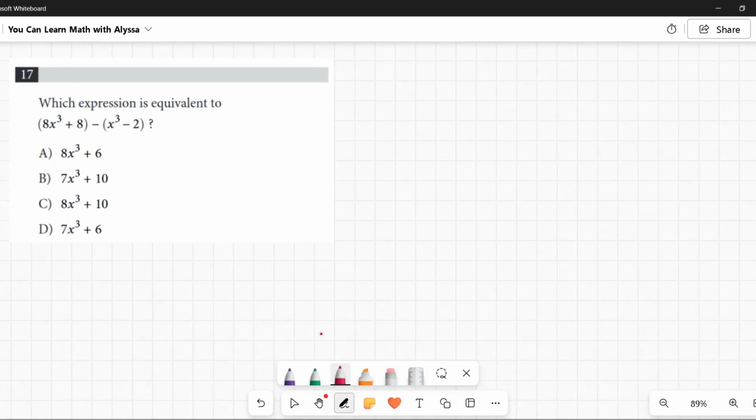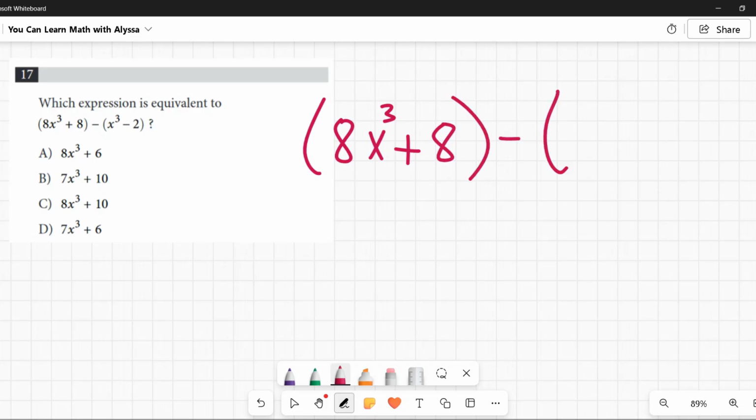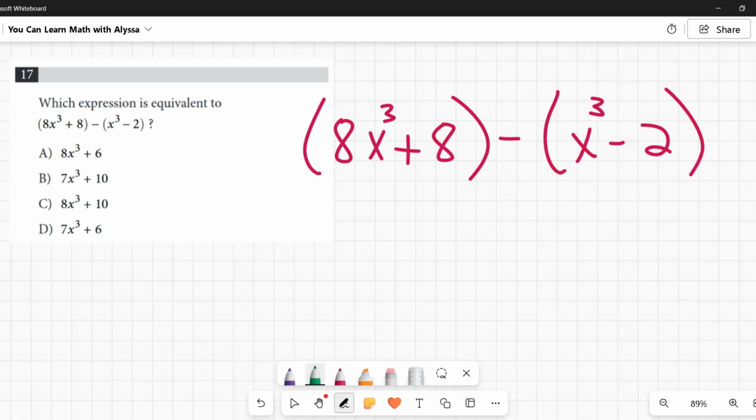Number 17. Which expression is equivalent to 8x cubed plus 8 minus x cubed minus 2? This is a somewhat straightforward combining like terms. There's one little wrinkle here that I will point out in a second. When you are combining like terms, we're putting the matching things together, then adding or subtracting. And when we say matching, they have to match exactly in terms of the variables that are with those terms.